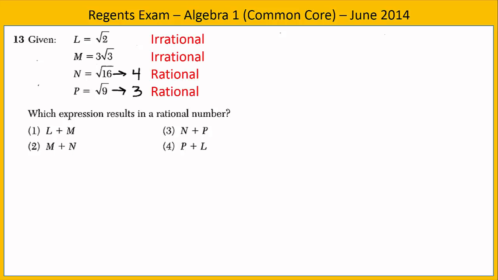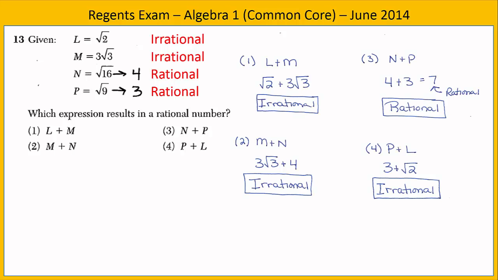L and M are irrational numbers. N and P are rational numbers. Which sum represents a rational number? When we add L and M, we end up with the square root of 2 plus 3 square roots of 3. That expression doesn't simplify any further, and it has a square root in the answer. It's irrational. Choice 2, M plus N, gives us 3 square roots of 3 plus 4. That radical does not simplify. It's left in the answer, and so we have an irrational number.